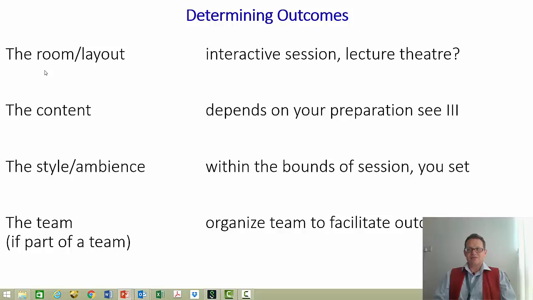The content. Well, that depends on your preparation. We'll talk about structure in a moment. All I'll say now is lack of preparation is basically setting yourself up to fail. So you need to know your content and you need to prepare, and we'll talk about that in a bit more detail later.